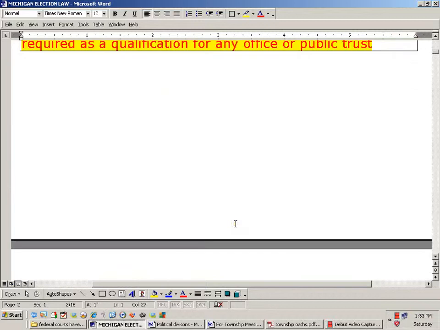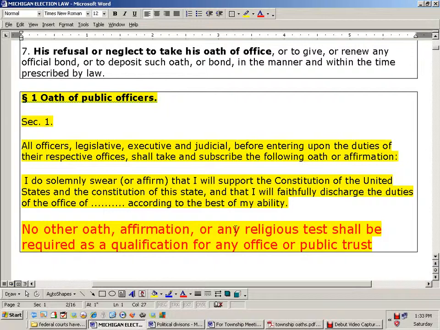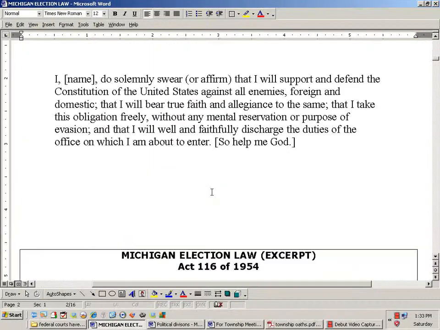This says if they are all executive judicial officers, both of the... So this would be state judges and federal judges, but not necessarily county judges, because the county is a subdivision. And I'm thinking this is the one they're going to take up here. These are the ones for within the state of Michigan.